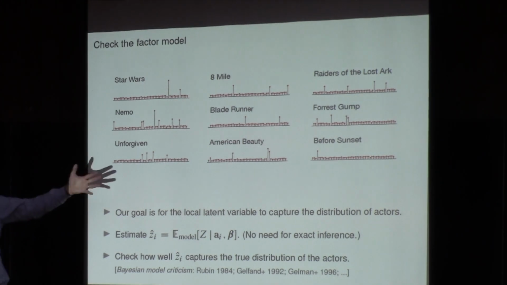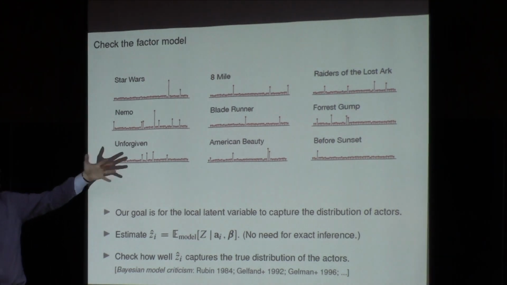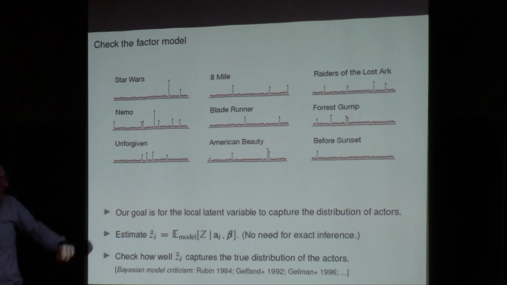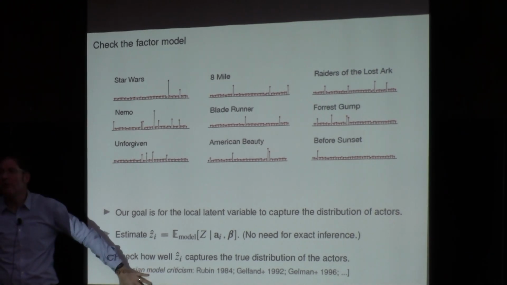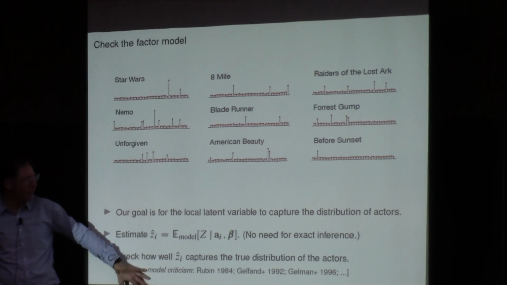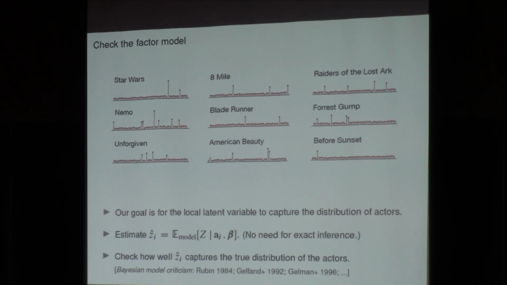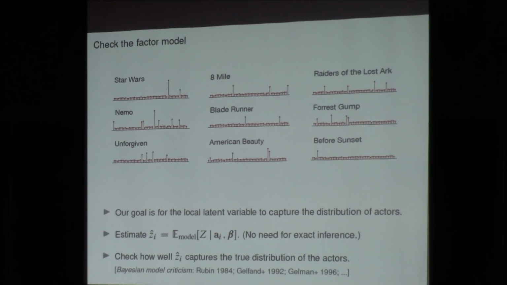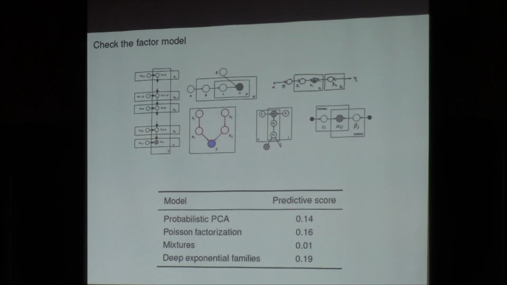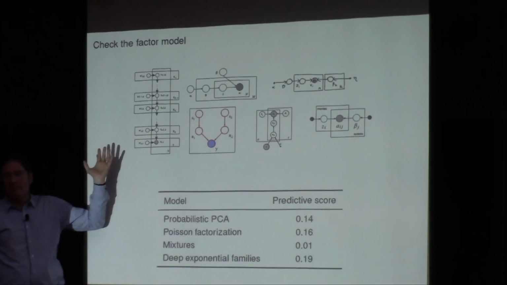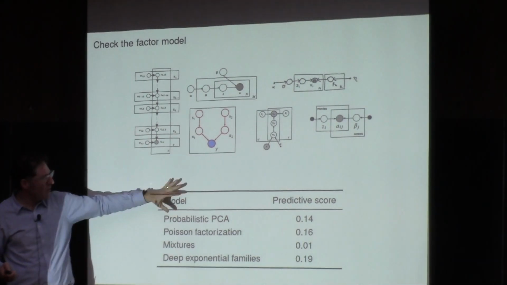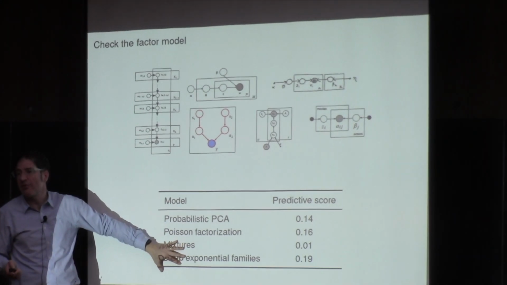In machine learning, this is just about checking the model. I want to check how well I can capture the cast of Unforgiven with this representation for the movie Unforgiven. And to do this, we appeal to the large literature on Bayesian model criticism. Rubin, Gelfand, Gelman, et cetera, who have nice work on how to check the fidelity of these Bayesian models. The point is that you can open those books and find a factor model, and so we can do this for many different factor models, and we can check, for each factor model, how well it captures the distribution of actors.